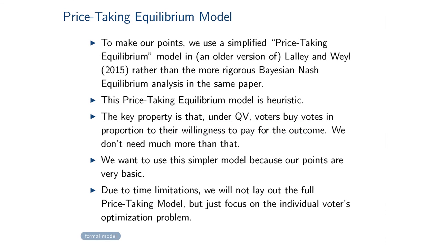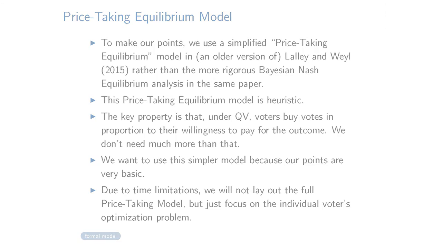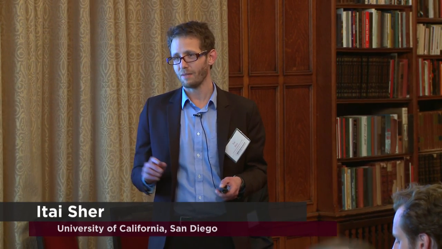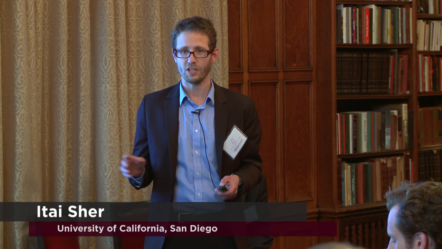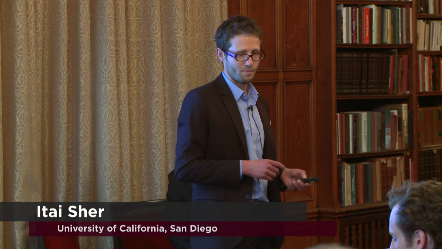OK, so we're going to start with a simplified version of the model. Probably some of this is not necessary now because you've seen QV all morning, but we're going to be using a price-taking equilibrium model, which is a simple version of the model that was in the original paper by Lalley and Weyl. It's really just a heuristic model, and the key property that we need is only that voters buy votes in proportion to their willingness to pay. That's really all we're using, and due to time limitations, I'm not going to study the whole model, even that simple version. I'm just going to look at the voters' optimization problem, okay?